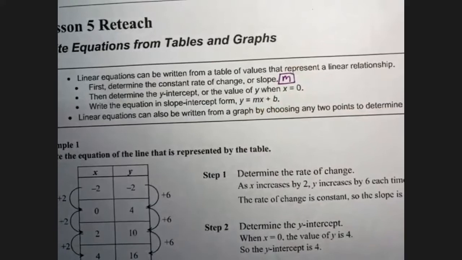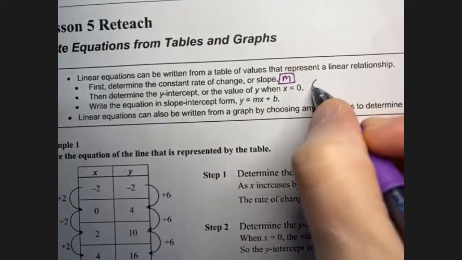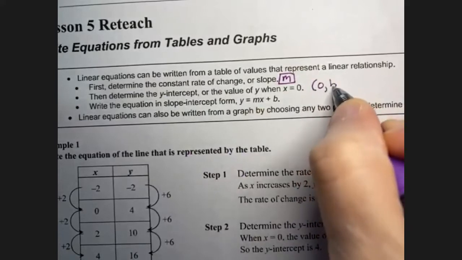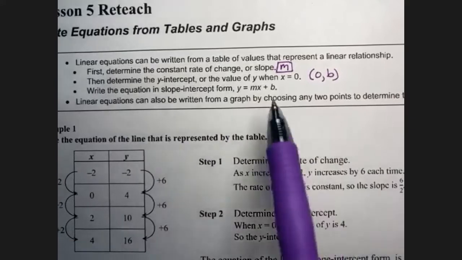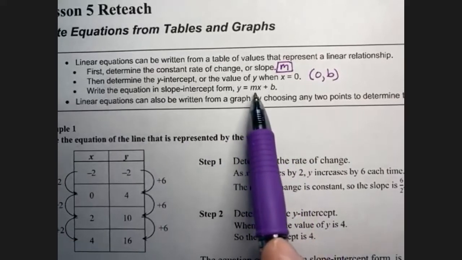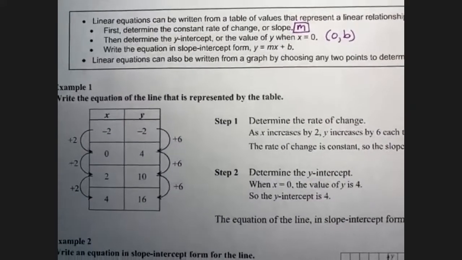Second step is, where does it hit the y-intercept, or where is the y value? And in this case, when x is 0, what is my b value? And then once you've done that, you just plug it in, m for m and b for b, and you have your equation of a line. And it's that simple. So let's take a look at the first example here.